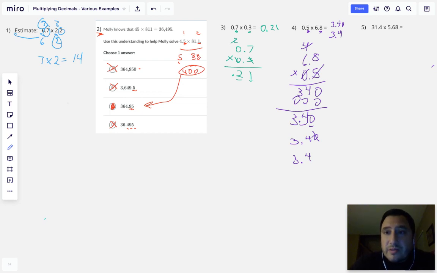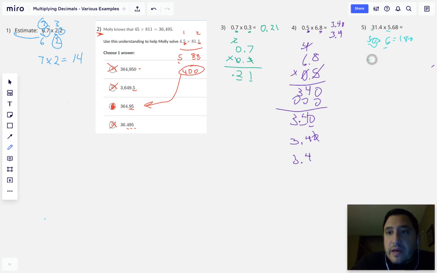All right. So our last one is 31 and 4 tenths times 5 and 68 hundredths. Real quick, I'm just going to do a quick estimation. If I rounded the tens place, this would be about 30. This would be about 6. So 30 times 6, 3 times 6 is 18. Carry the 0, and we get about 180. The answer to this is going to be around 180. It's not going to be exactly, but that's just a quick estimation.